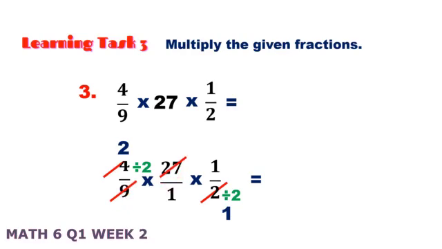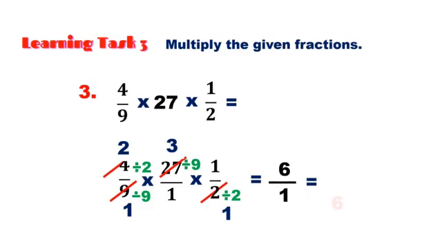You can cancel also 9 and 27. And the common factor is 9. 27 divided by 9 equals 3. 9 divided by 9 equals 1. So, let's multiply. 2 times 3 times 1 equals 6. 1 times 1 times 1 equals 1. 6 over 1 is same as 6.